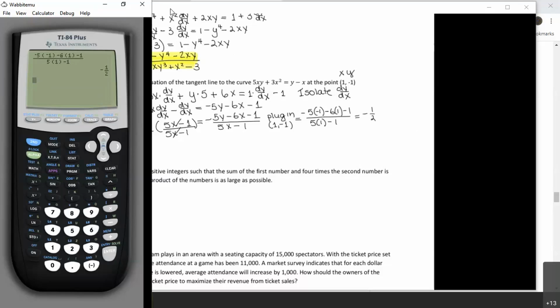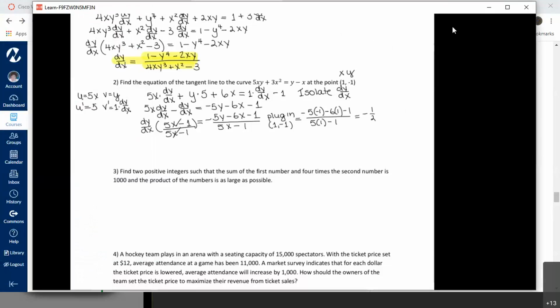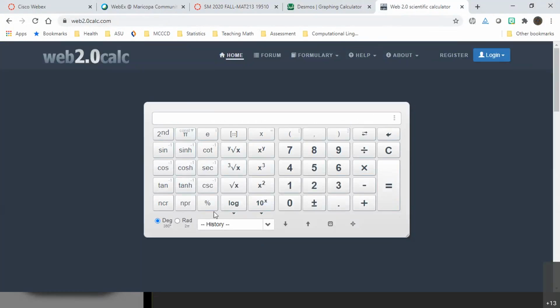If you're stuck using the Web 2.0 calculator, parenthesize the numerator, parenthesize the denominator, and then look up at the top of the screen and see that it rendered your expression the way you expect. I'm going to briefly show you that because I know not everyone has a TI. So I'm going to go back to my browser. Here's the Web 2.0 calculator. You should have a link to that in your course. Here's the way I would do this. I'd have to open a set of parentheses. With this one, I believe you don't put this in front. I think, oh, you can.